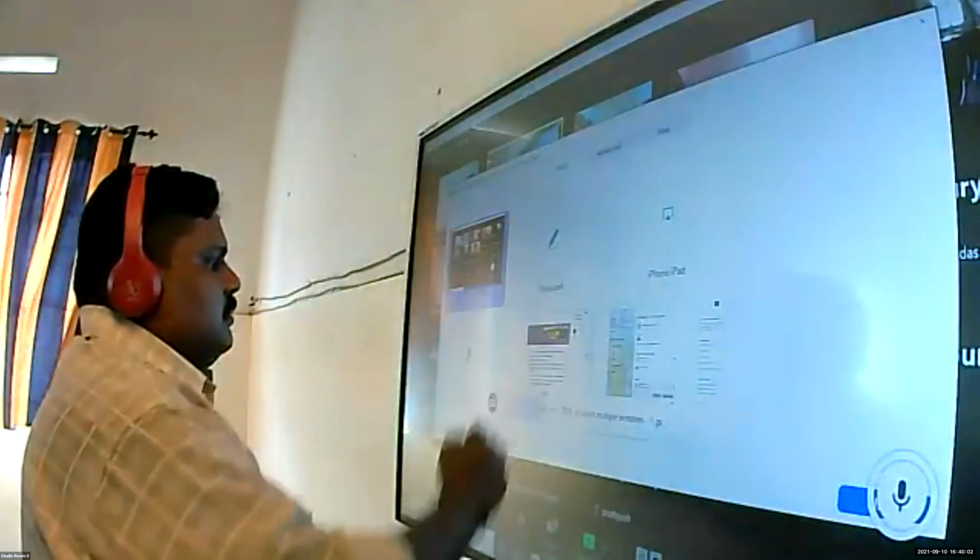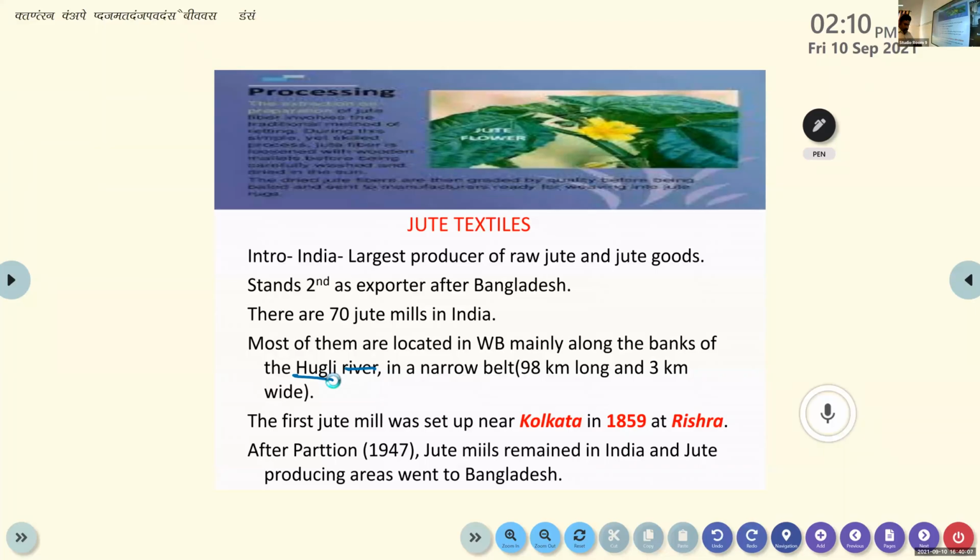Okay, the screen is here again. So write the question. What are the reasons for the concentration of jute textile industry in the state of West Bengal?